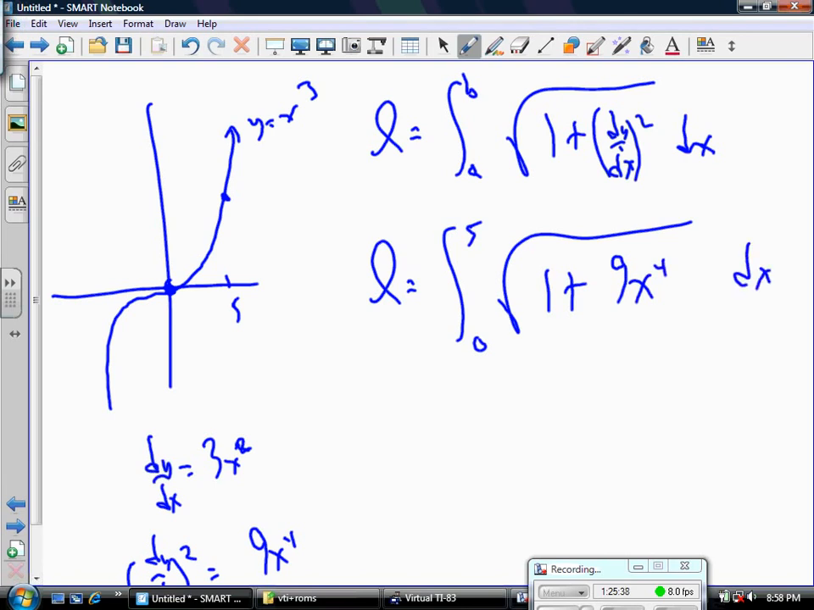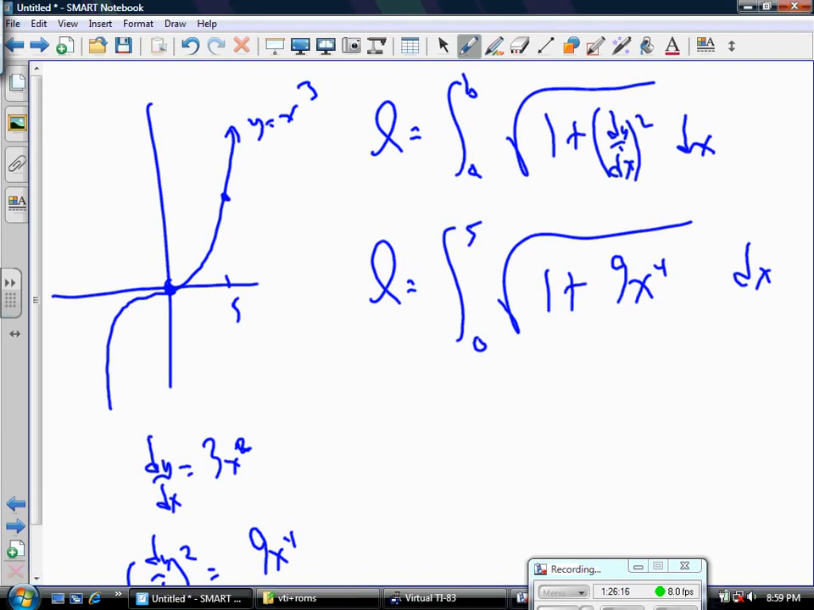Okay. So how do you integrate that? No, not a u sub, because if u is 1 plus 9x to the 4th, you don't get just dx, right? So trig sub, no, because trig sub with a plus is arctan without a radical. So trig sub doesn't work here either. There is no closed form antiderivative for this problem. You can't do this analytically. You can only give me a numerical estimate. How do you do that?